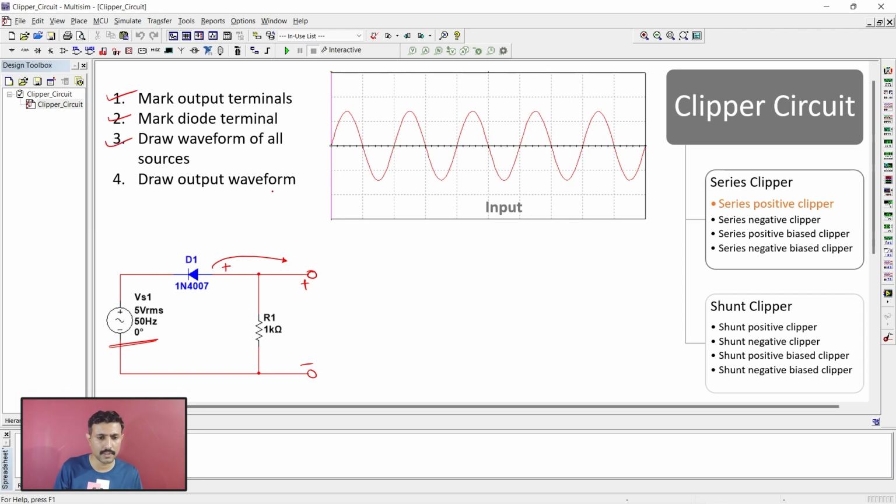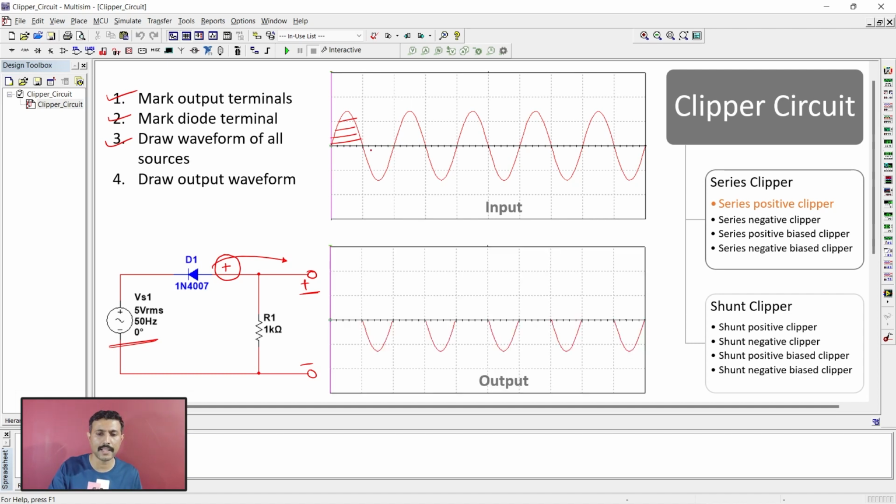And step number 4 is draw output waveform from this. So here the key thing is, if positive terminal of diode is facing the positive terminal of output, that means you need to clip off the positive cycle of the signal. That means here in this case the output waveform will be like this. So this is how you can plot the output. So this is step number 4.